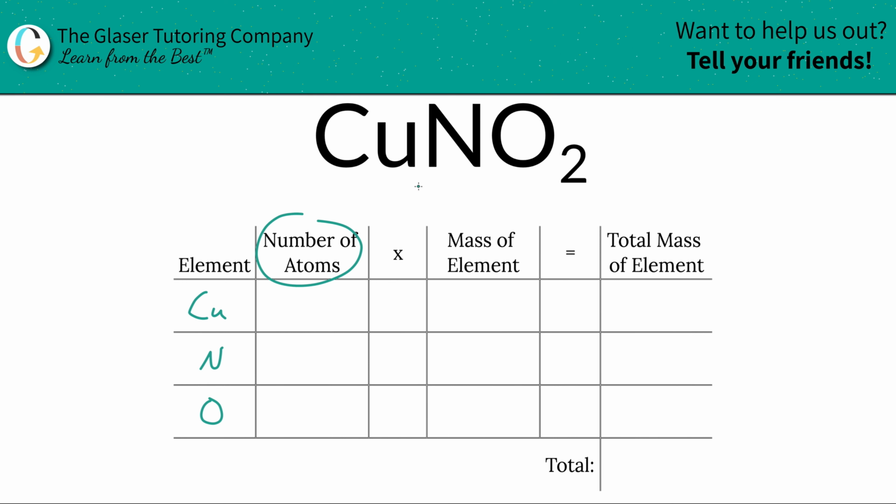Next is then to write down the number of atoms. That's where the subscripts come into play. So at the bottom of copper, there's an invisible 1 down there, so there's 1 copper. Also 1 nitrogen, because there's another invisible 1. And at the bottom of oxygen, there's a 2. So that means there are 2 oxygen atoms.